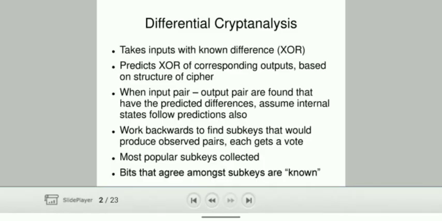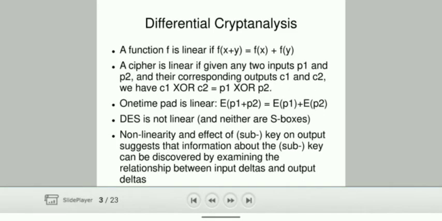Differential cryptanalysis takes inputs with a known difference using the XOR operation and predicts the XOR of the corresponding output based on the structure of the cipher. When an input pair and output pair are found that have the predicted differences, assume the internal states follow the predictions also. Work backwards to find subkeys that would produce the observed pairs. Each gets a vote, and the most popular subkeys are collected. Bits that agree amongst subkeys are known.